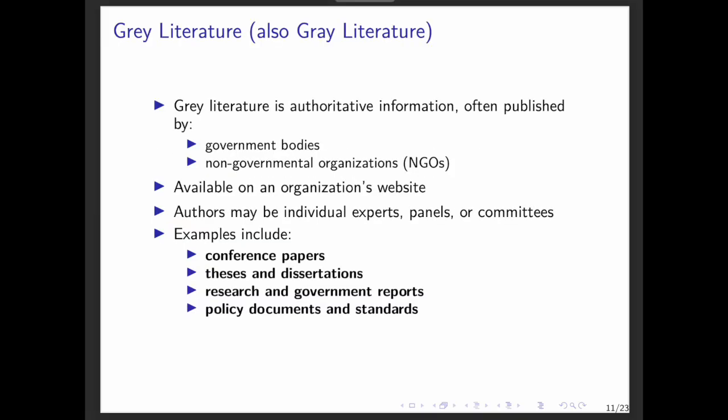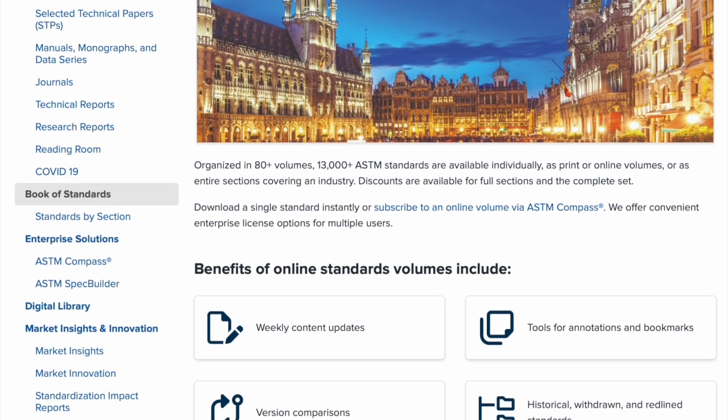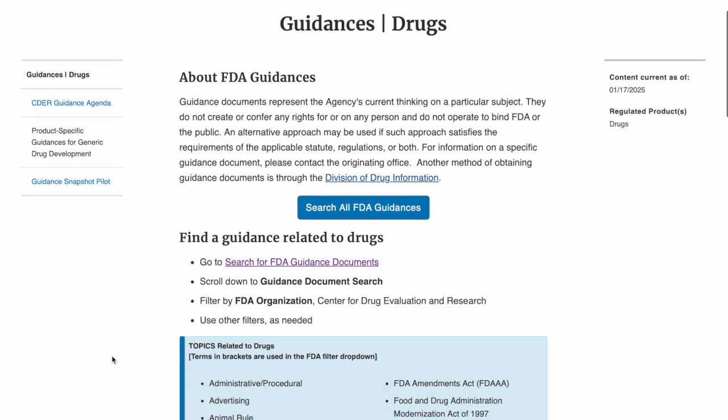Gray literature is authoritative information often published by government bodies or non-governmental organizations. It is usually available on organizational websites, and the authors may be individual experts, panels, or committees. Examples include conference papers, theses and dissertations stored in university archives, research and government reports, and policy documents or standards, such as those produced by ASTM International, the FDA, or the European Medicines Agency.